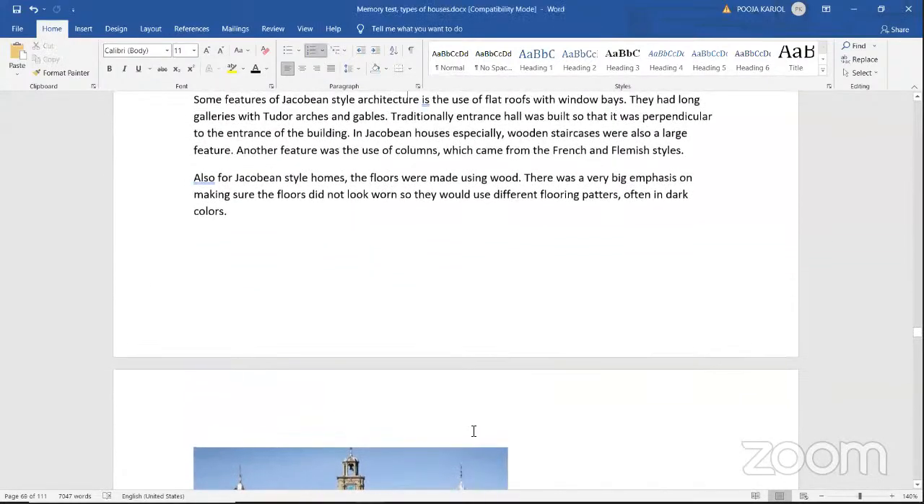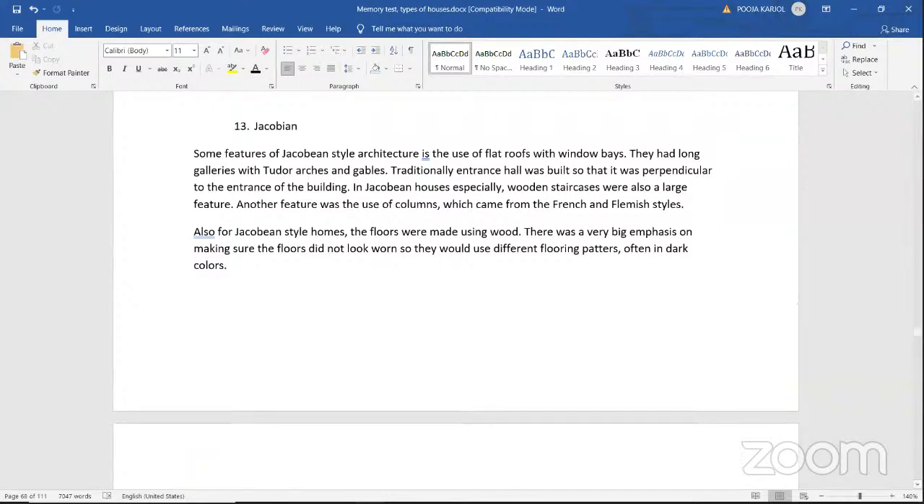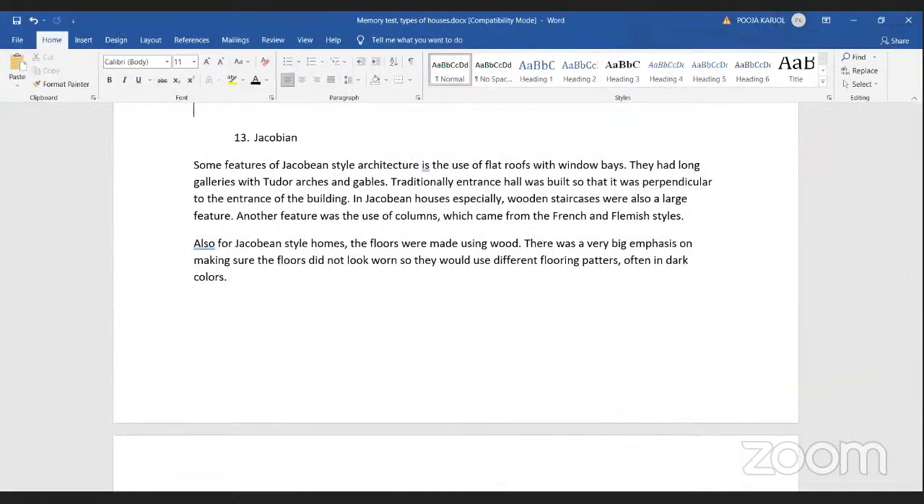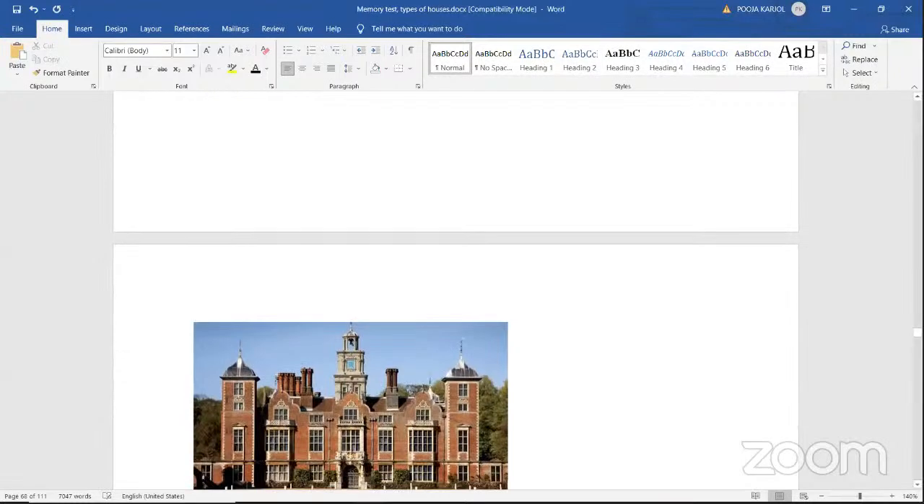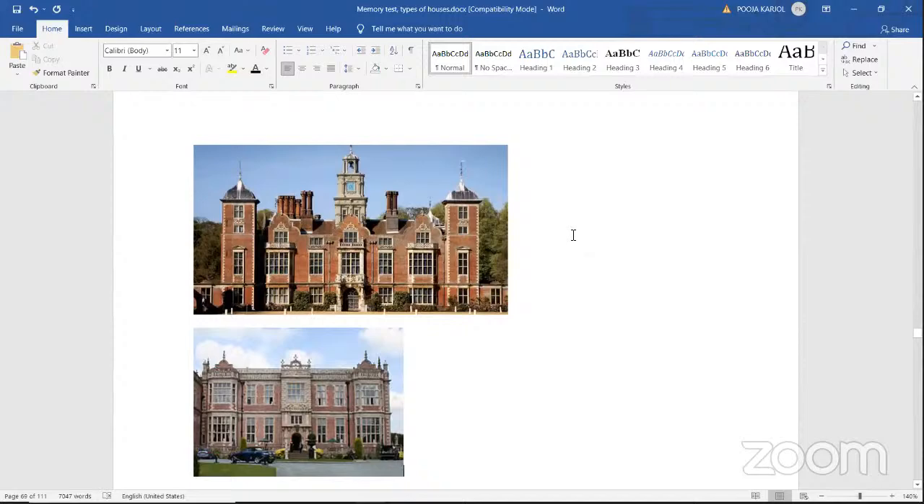Jacobean. They use flat roofs with window bays. Long galleries with Tudor arches and gables. Floors are made of wood. Very heavy emphasis is given on the floors, so that they don't look used much. That's why they use patterns of different styles, often in dark colors. This is a typical Jacobean.